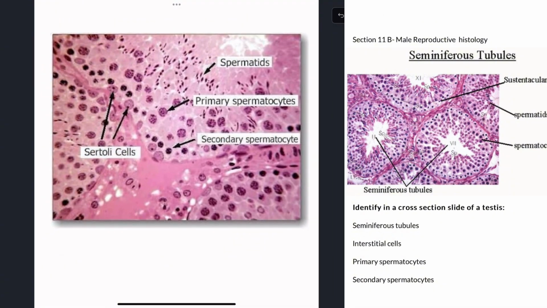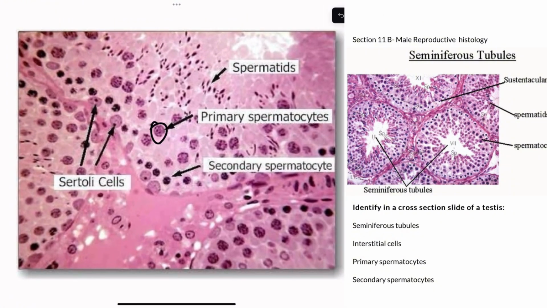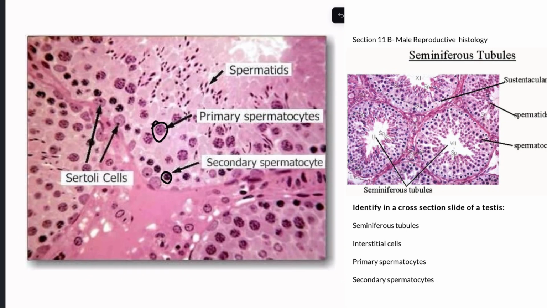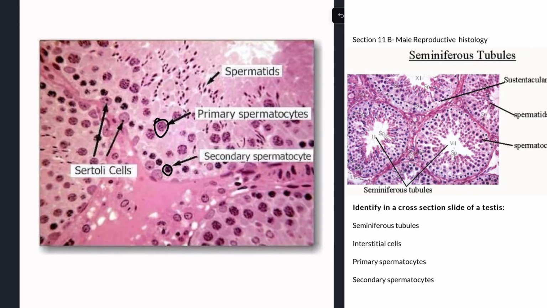To give you a clearer picture, this is what the primary spermatocyte is, and then this is the secondary. Notice the secondary is smaller than the primary, unlike the females where the primary gets bigger as the stages go through, right? And that should be it with the male parts.